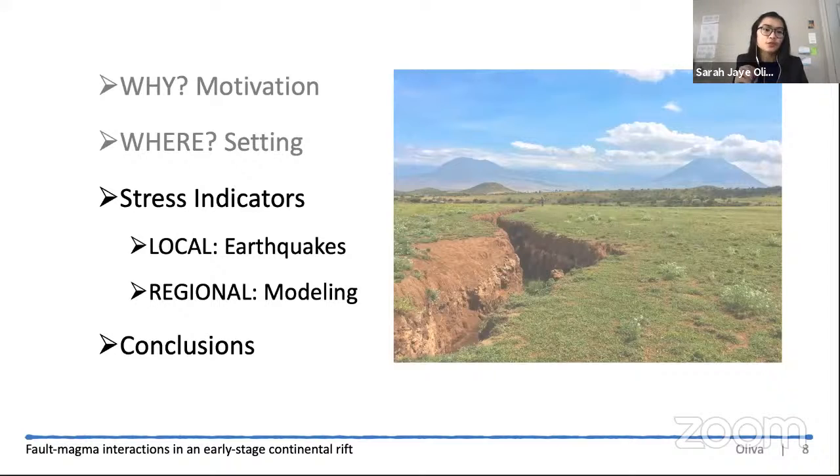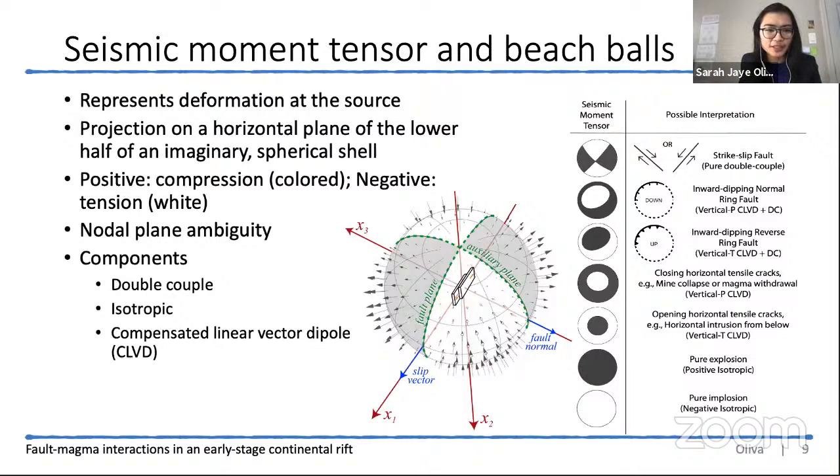So we've gone through the why and the where. Now let's get into stress indicators. These are actually stress direction indicators. We're not necessarily looking at the amount or magnitude of stress, but more at the extension direction, since we're in an extension setting. But before we head into more of the stresses, I want to discuss a little bit about beach balls, because we're going to see a lot of that later.